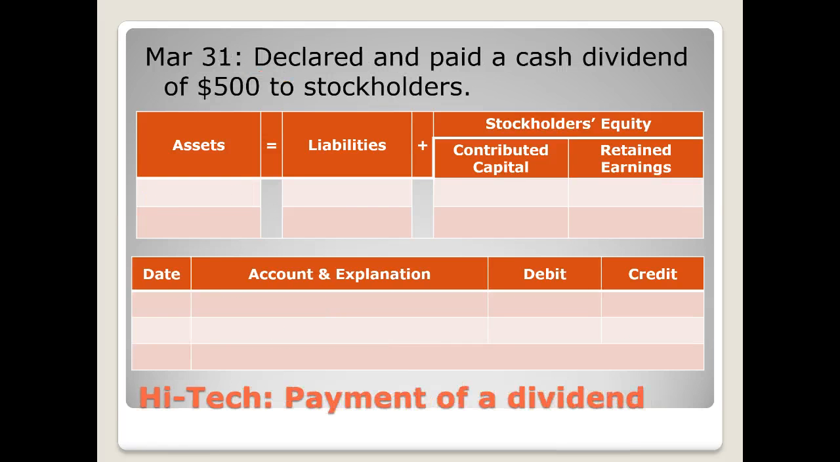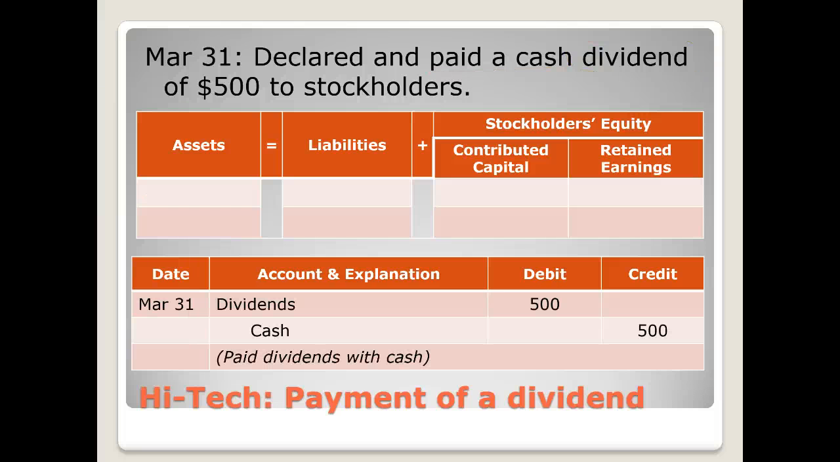The final transaction, transaction number 13, is on March 31st. High Tech declared and paid a cash dividend of $500 to stockholders. Now, it was paid in cash, so we can assume there was a decrease to assets. Now, what happens when a dividend occurs? Well, we know that dividends decrease retained earnings, which decreases stockholders' equity. And since stockholders' equity has a normal credit balance, any decrease must be a debit, right?